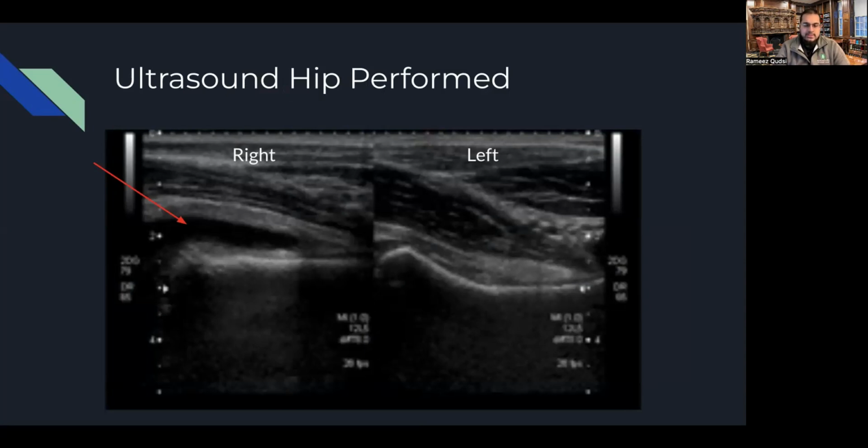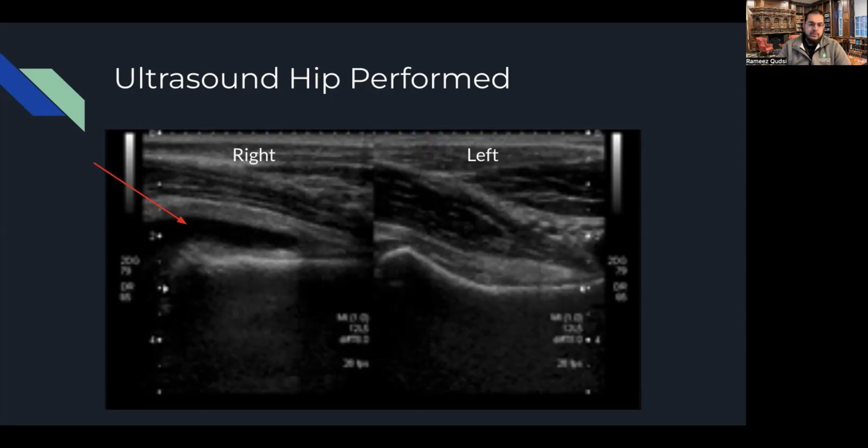So on the right side, you can see there an effusion compared to the left. It's always a good idea to check both sides to look for differences. It can be confusing, especially if the child is moving. It's helpful to have a comparison on both sides.